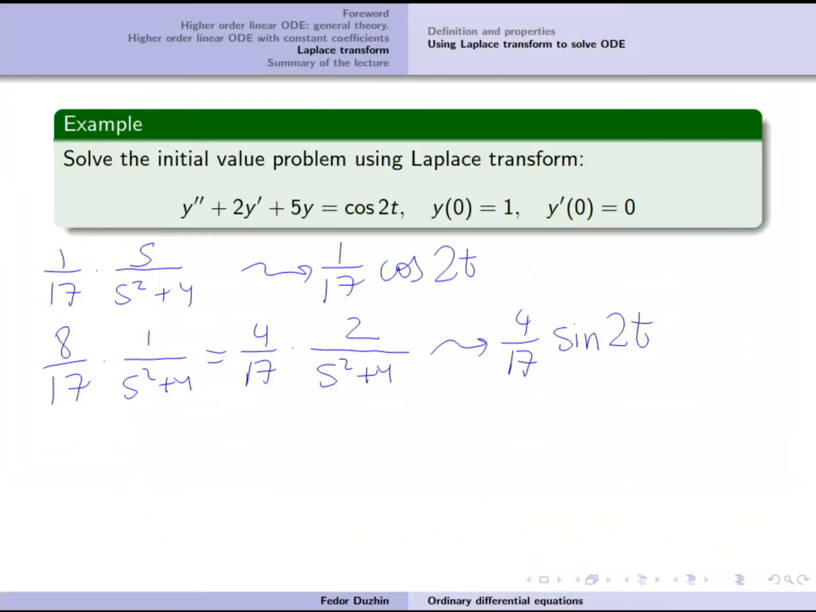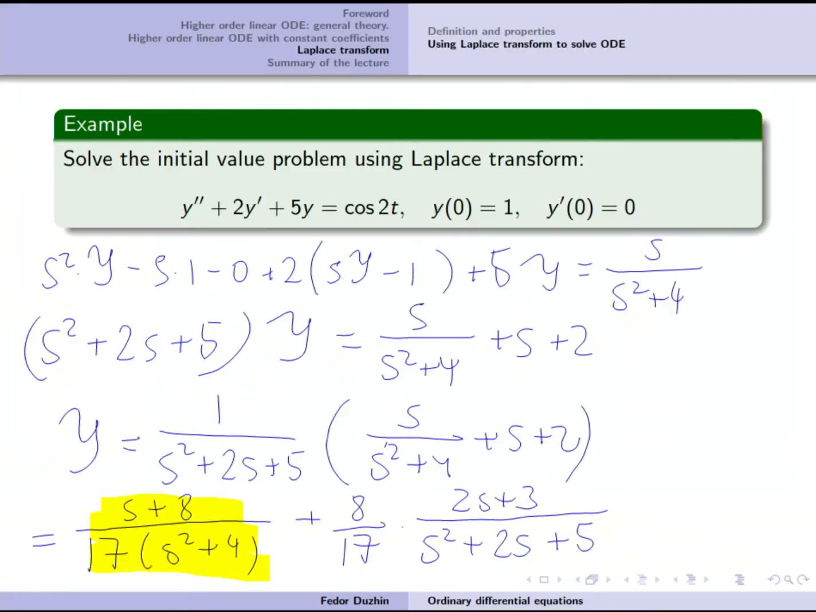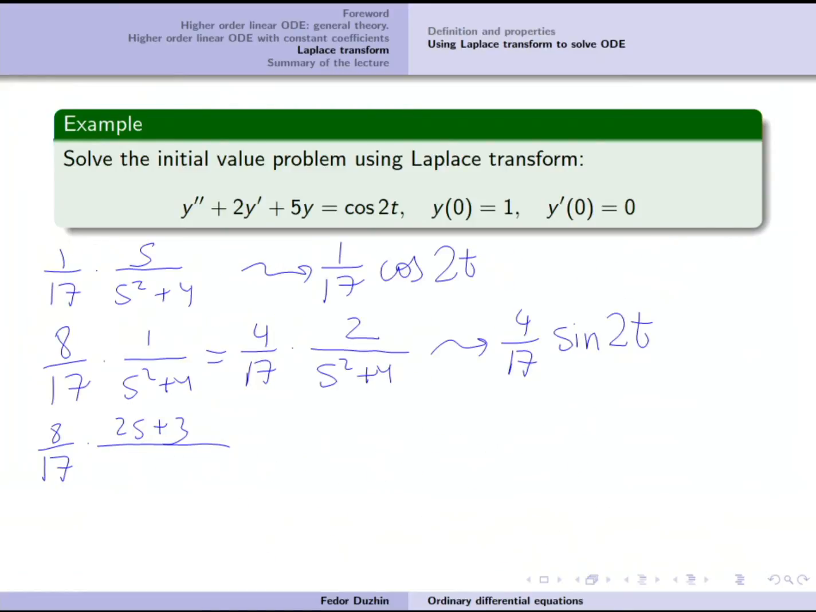All right, and then we have a more complicated pattern, which is 8 over 17 times 2s plus 3 over s squared plus 2s plus 5. But I will rewrite it. S squared plus 2s plus 5, I will write as s plus 1 squared plus 4. And 4 is 2 squared, right? That's the same thing, because s squared plus 2s plus 5 is s plus 1 squared plus 2 squared. Yeah, right.